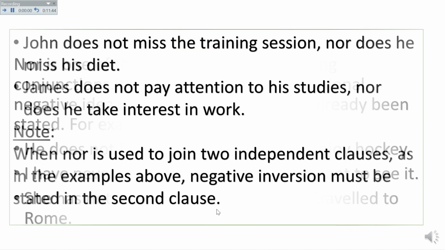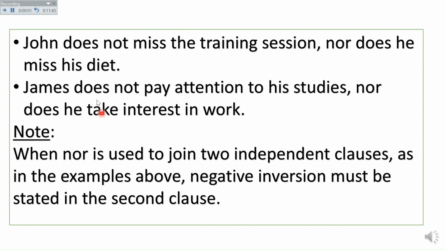Let's see more examples. John does not miss the training session, nor does he miss his diet. This means he does not miss either. These are independent clauses, so we will use a comma here. James does not pay attention to his study, nor does he take interest in work. Both clauses are negative, so this means he does not take interest in either.